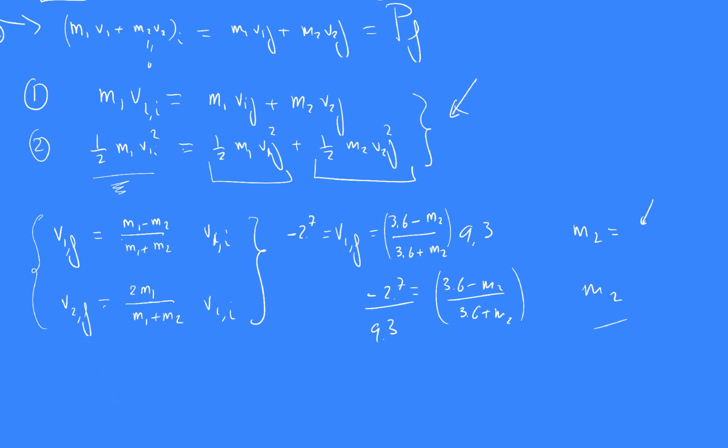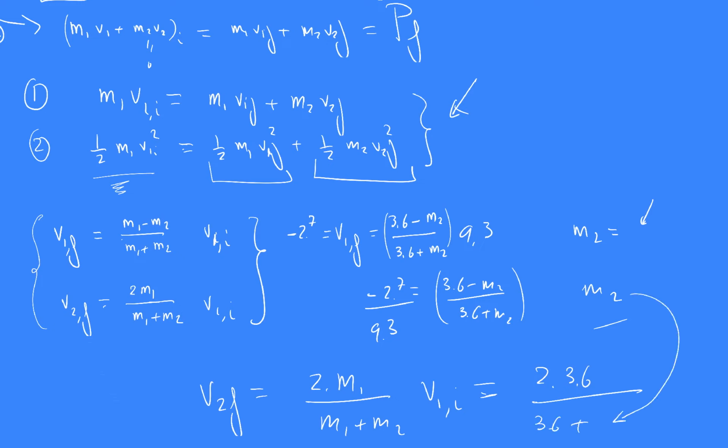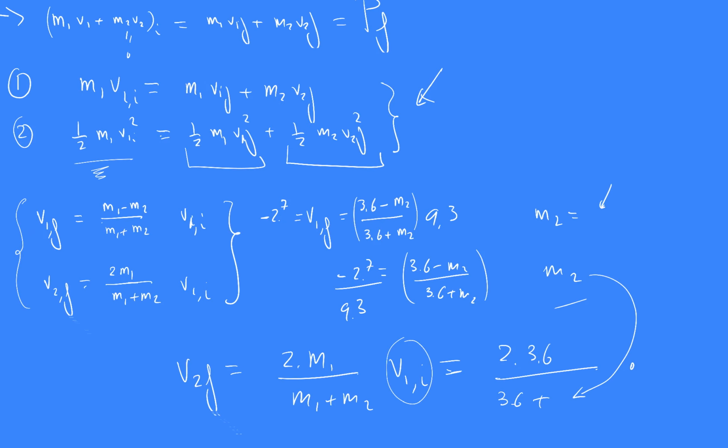Now what it's asking me is about v2f. So v2f is 2 times n1 divided by n1 plus m2, times v1i. I know all the data now. 2 times 3.6 kilograms divided by n1, 3.6 plus m2 that you found, multiplied by v1i. Who is v1i? v1i was 9.3 meters per second. So this is the final velocity.